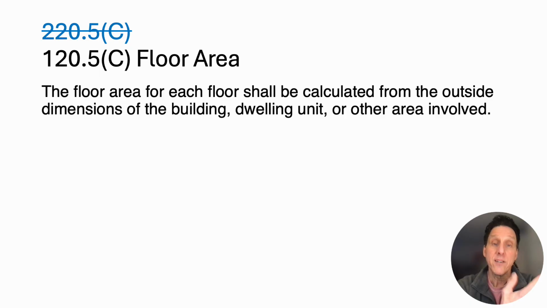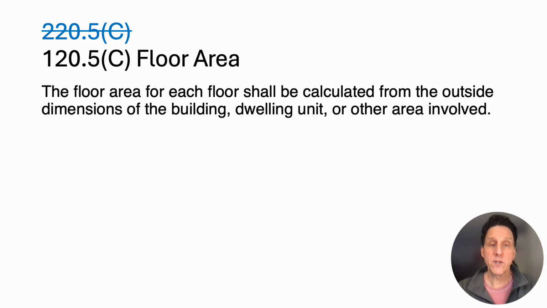Okay, as far as some real technical changes, you want to look at 120.5(C). In 2023, it would have been 220.5(C). As far as the floor area for each building, it shall be calculated from the outside dimensions of the building, dwelling unit, or other area involved. So we don't go and add the living room area to the dining room area, to the kitchen area, to the bedroom area. We don't do that. We just measure from the very outside dimensions, okay? No change there, but just pointing out how we do it.